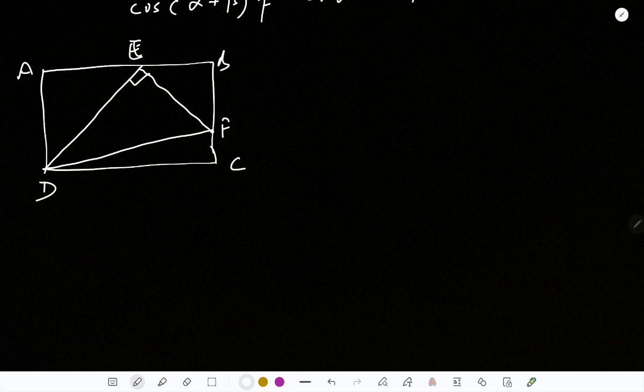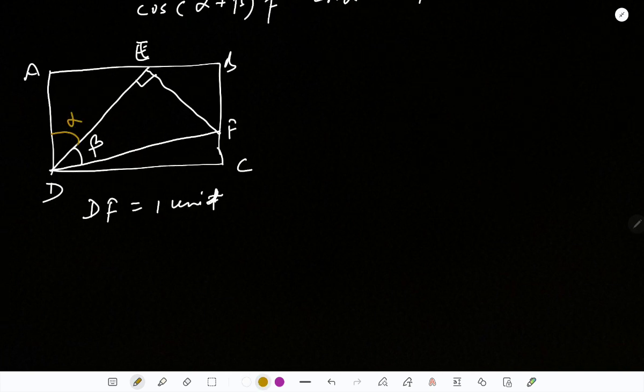And also take a few things. The first and foremost thing is you must take DF equals 1 unit. Just assume that DF equals 1 unit. There is no harm in it because it makes our calculation a bit shorter. And take this angle as beta and this angle as alpha.